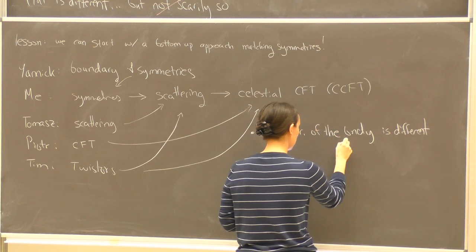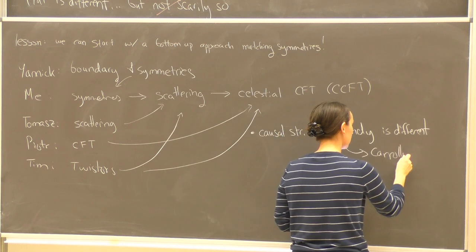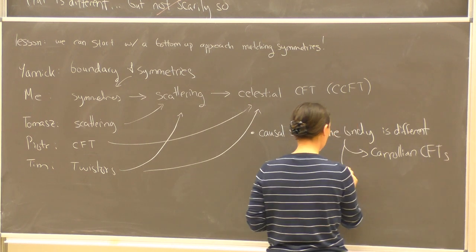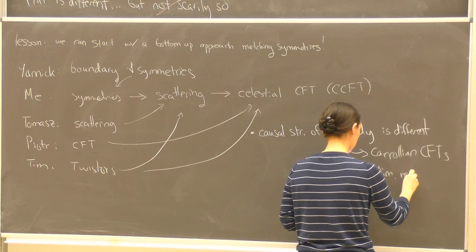And this leads to two routes, either these Carrollian CFTs, if you're looking at massless scattering, or it can lead you to this dimensional reduction, which is CCFT.